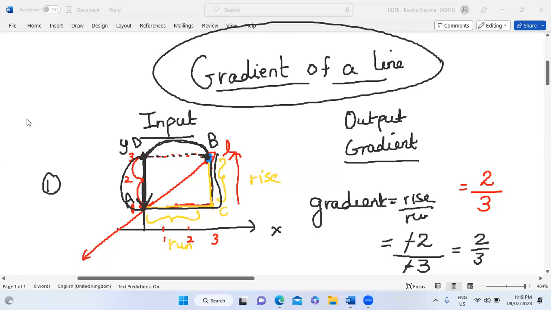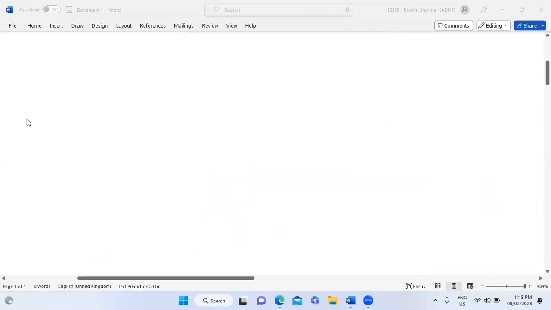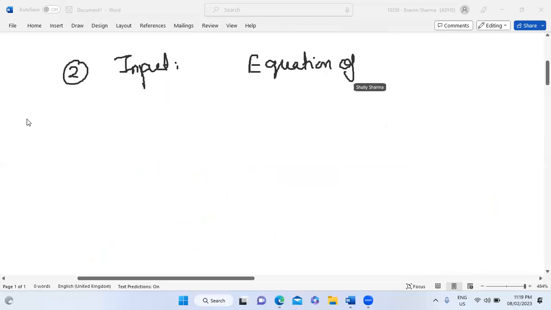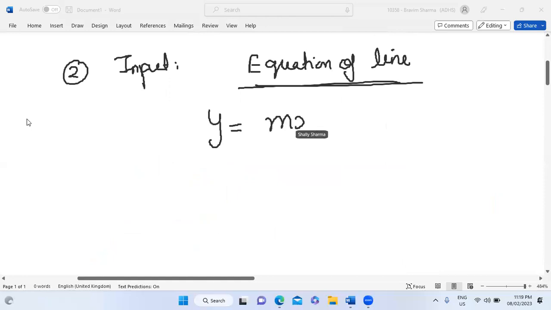Now the second method. In the second method, the input will be the equation of a line. You will be given the equation of a line whose gradient you have to find out. Always remember, whichever equation of a line is given, in whichever form, there are different forms of the equation of a line, you always have to write your equation in this form: y = mx + c.